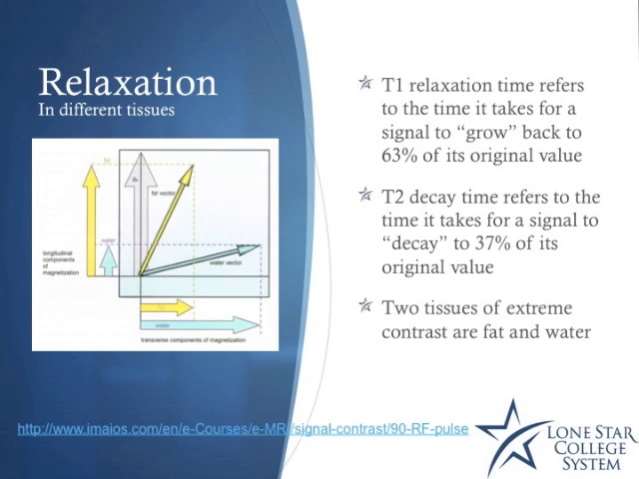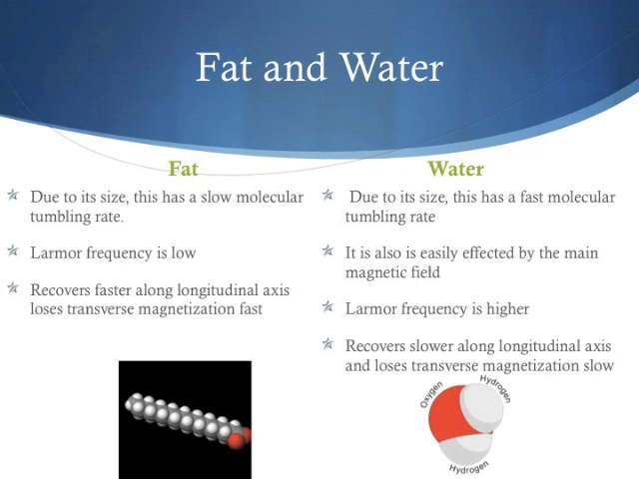The two mechanisms happen at the same time, simultaneously, and two tissues of extreme contrast within the body are fat and water. The reason for the extreme differences between fat and water is their molecular size. Fat is this huge molecule, while water is this really tiny, very compact molecule.